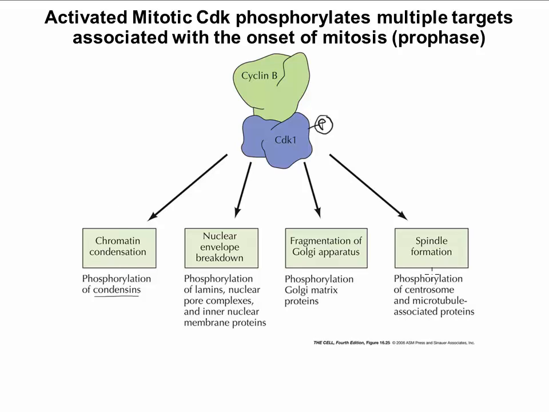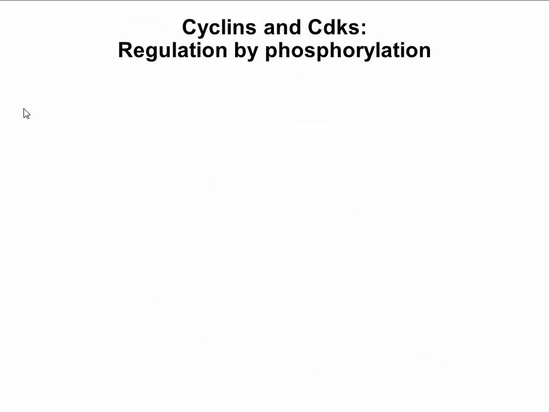So as you can see, all of these target proteins that are phosphorylated by CDK once it's activated are proteins that are associated with the onset of prophase, right? All of these events that are being described here are essentially the beginning of mitosis, and the first stage of mitosis is prophase. So how is activation of this cyclin-dependent kinase actually achieved at this G2 to M checkpoint?